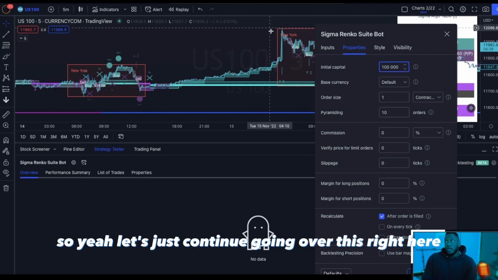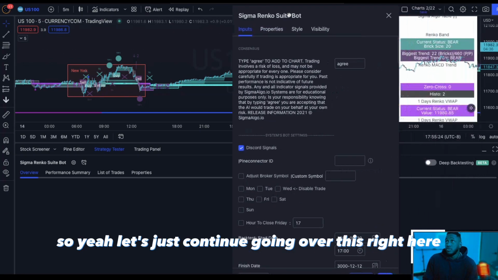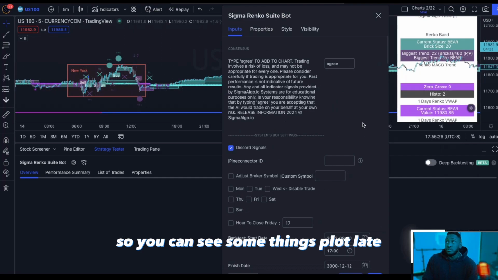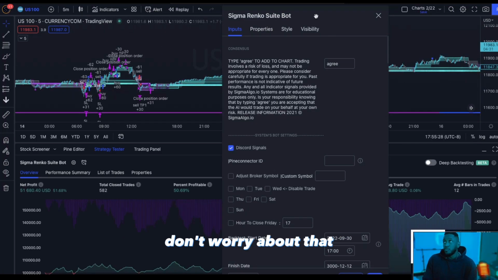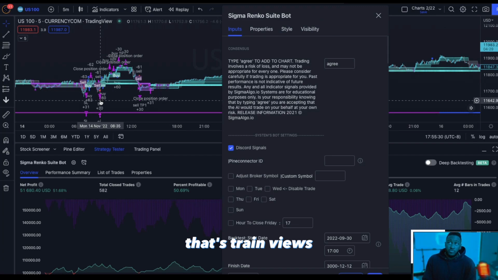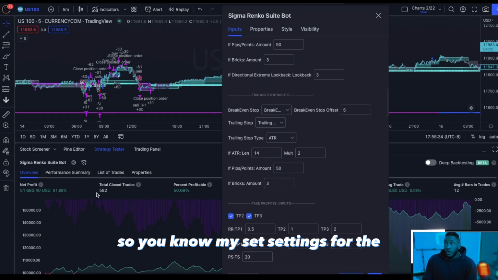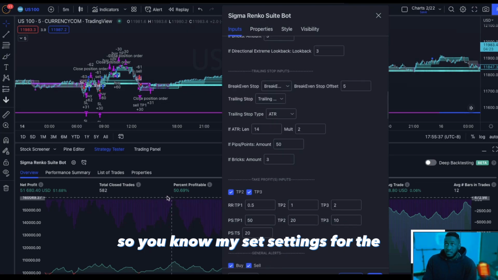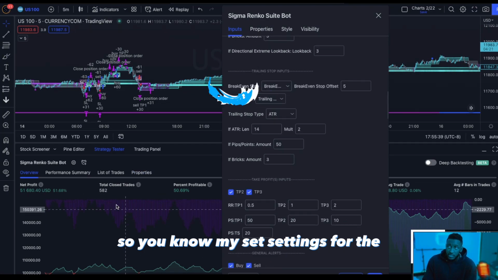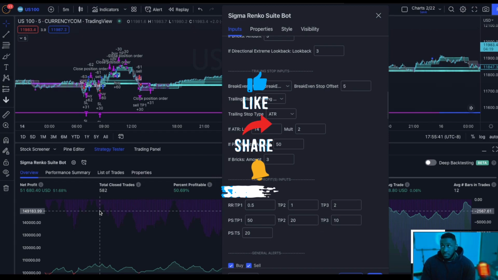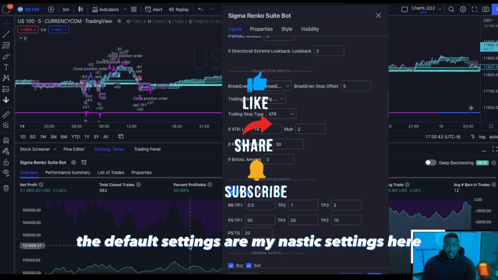So yeah, let's just continue going over this right here. You can see some things plot late. Don't worry about that. That's TradingView's issue with loading processes. My default settings are my NASDAQ settings here.